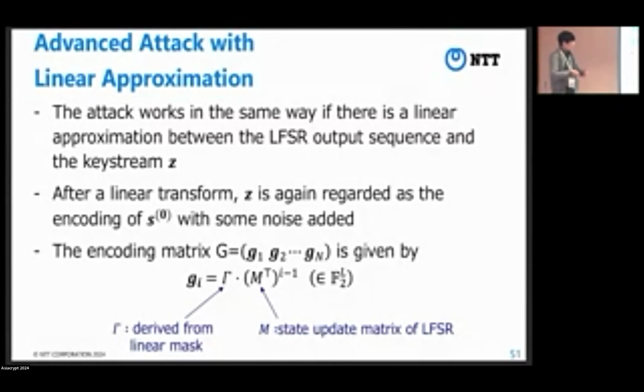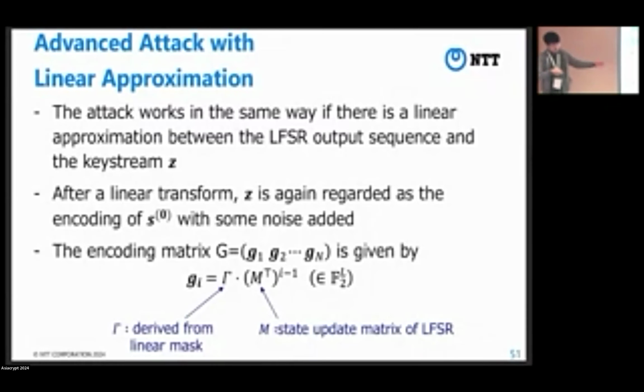Actually, we can also mount some advanced attack if a linear approximation is available. I mean, the attack in the previous slide works in the same way if there is a linear approximation between the LFSR output sequence and the key stream Z. After a linear transform, Z is again regarded as an encoding of S0 with some noise added. The encoding matrix is given by this equation: the ith column is represented by gamma times m to the power something, where gamma is derived from the linear mask, and m is the state update matrix of the LFSR. So this is the basics of fast correlation attack.